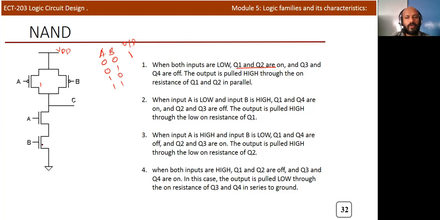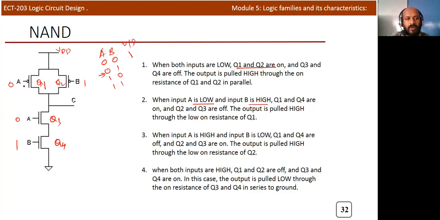Now we'll think about when the A input is low and B is high. So that is the second case. A input is 0, B input is high: 0, 1. And for the PMOS transistors, when the A input is 0, this is Q1 and this is Q2, this is Q3 and Q4.